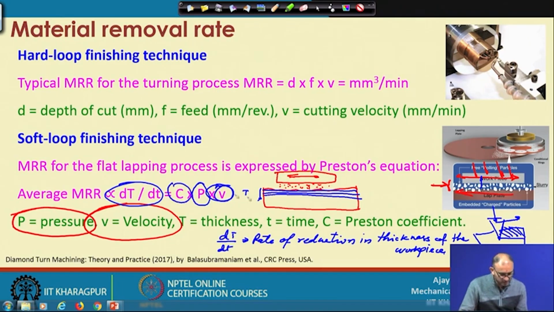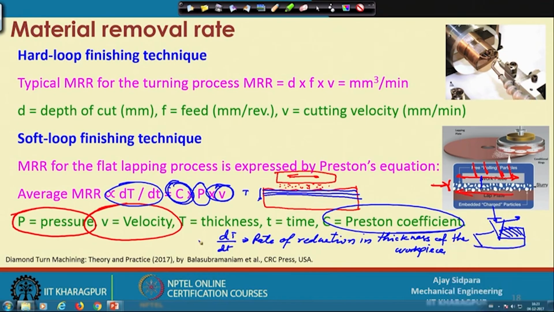Now, there is one thing that is called the Preston coefficient. Now, we know that many things play an important role other than pressure and velocity. If you change the particle size, then things will behave differently. If you change the particle type also, suppose you are using silicon carbide and then you use diamond particles, then things will change. At that time, all these parameters other than pressure and velocity, you can actually fit into the Preston coefficient.